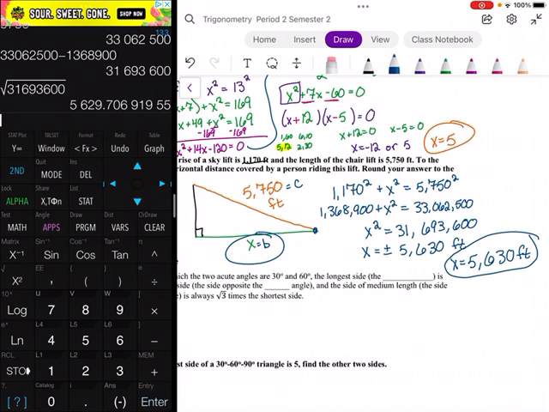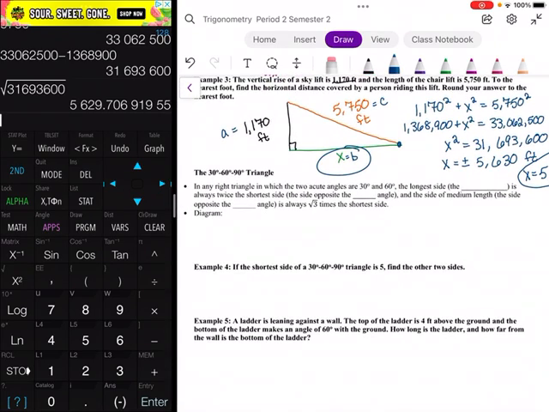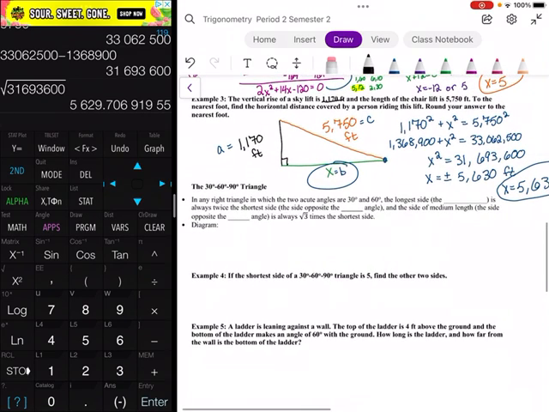Okay, next, we have some special right triangles as well. So we have a 30, 60, 90 triangle. And in any right triangle in which the two acute angles are 30 and 60, the longest side, which is the hypotenuse, is always twice the shortest side, the side opposite of the 30-degree angle. So remember, the shortest side is always across from the smallest angle. So if this is our triangle, we would have a 90-degree, a 30-degree, and a 60-degree angle.